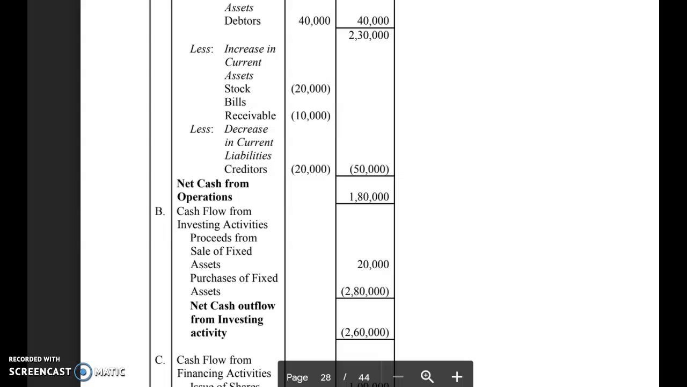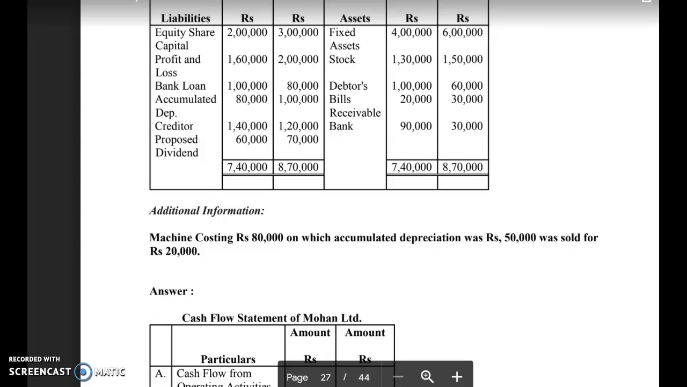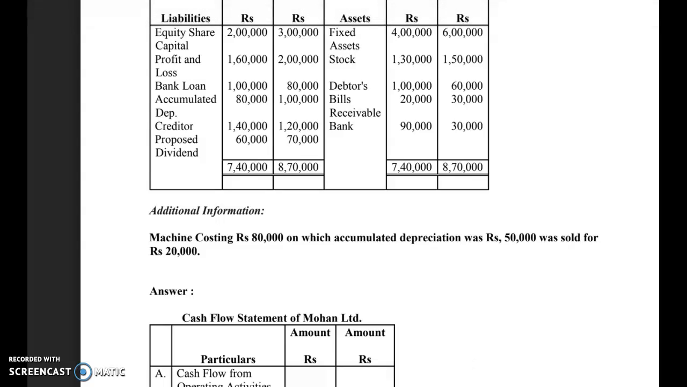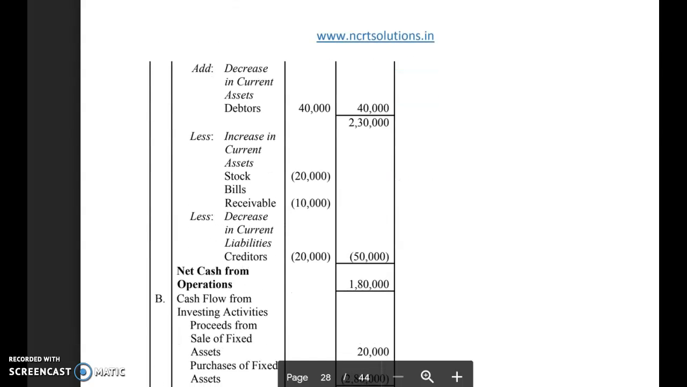Now come to the effect of the current liability. Creditors have decreased. Last year the creditor balance was 1,40,000. Now it is 1,20,000. So they have decreased, and 20,000 is shown as a deduction. Now when we mutually adjust these items, cash from operations comes to rupees 1,80,000.